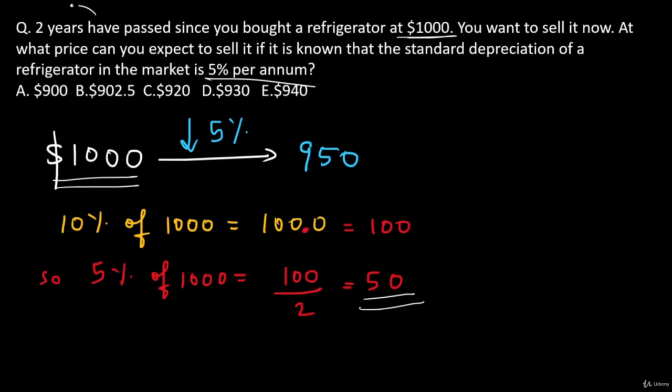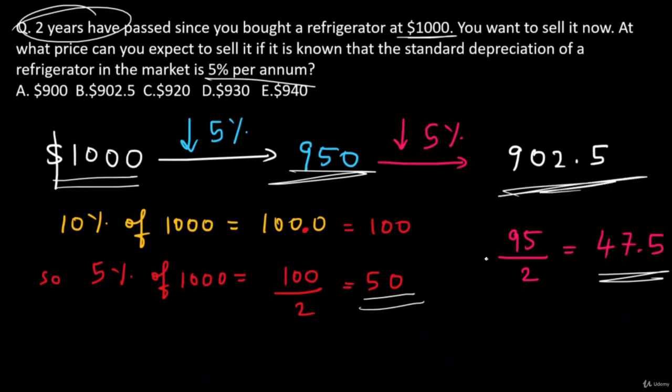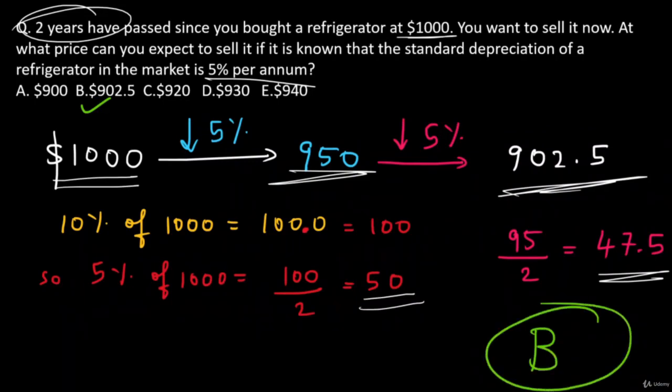Now over here, it's mentioned that you are trying to sell it after 2 years. So you have to again reduce it by 5%. So 10% of 950 is 95. So 5% of 950 would be 95 divided by 2, which is equal to 47.5. So you have to reduce 950 by 47.5, which will give you 902.5. All right. So this is the value at which you can expect to sell the refrigerator. And you can see that that is answer option B.